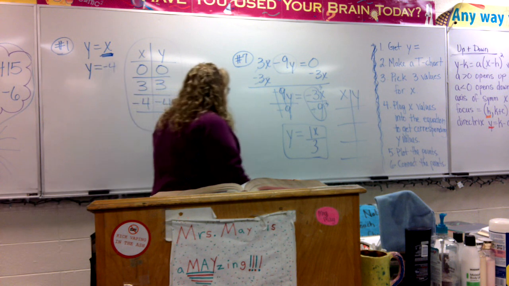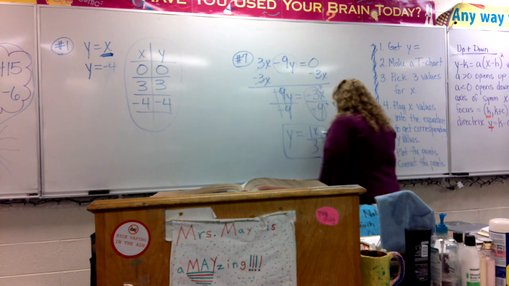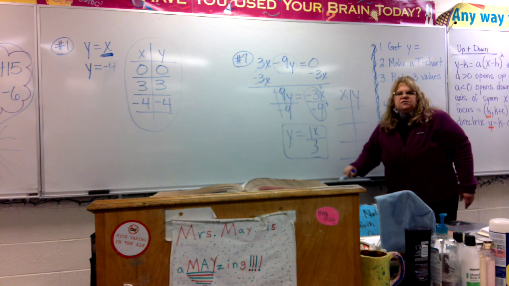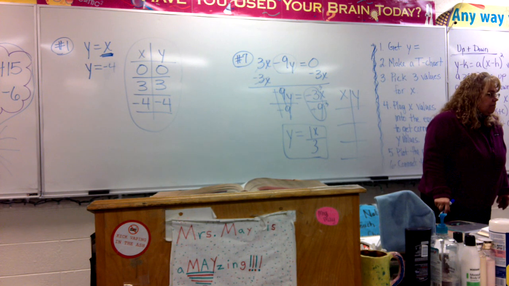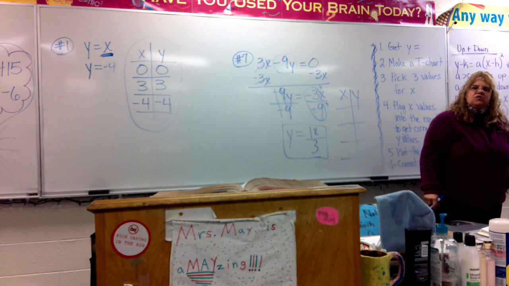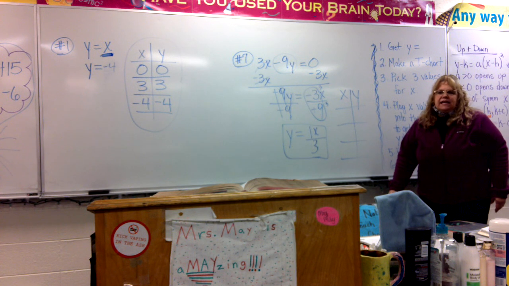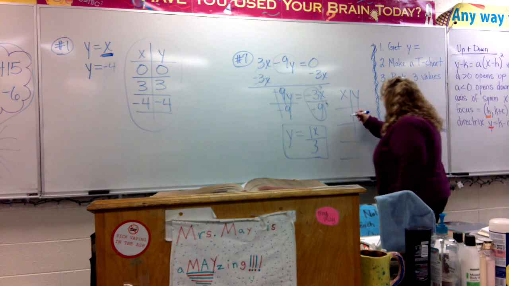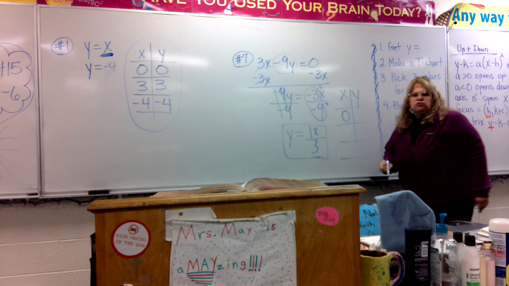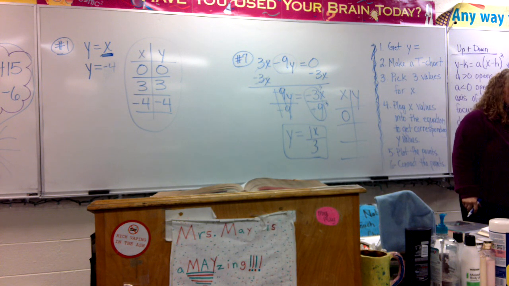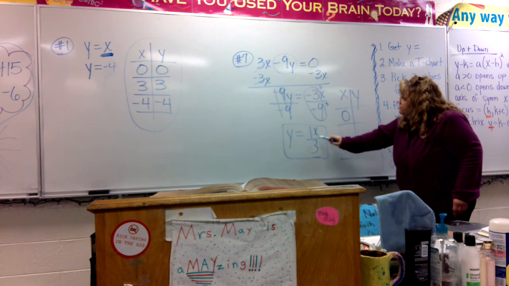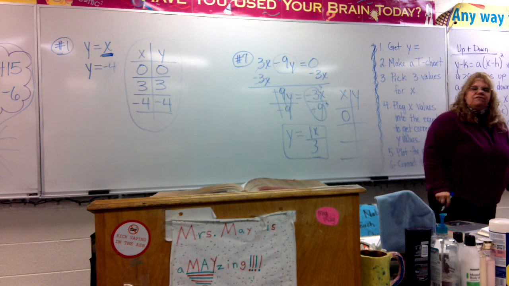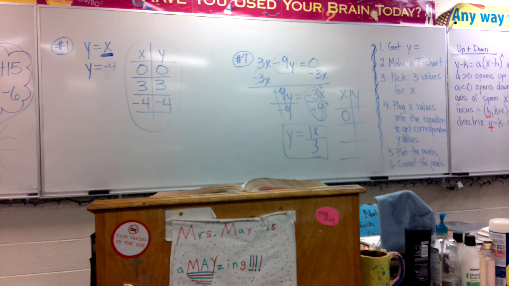Now, look at this one. Whatever you pick for x, you're going to be dividing it by 3. What would be some smart values to pick if you're going to divide by 3? I always like 0 because that usually makes things easy. What would be some smart values to pick if you're going to divide by 3, Sean? What do you think you should pick?